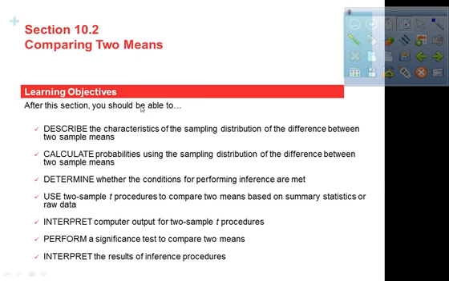Alright, so here we go for 10.2. We're going to be looking at describing the characteristics of a sampling distribution between the difference of two means. You're going to calculate the probabilities. We have to determine whether conditions for performing the inferences are met. We're going to use two-sample t procedures to compare two means based on summary statistics or on the raw data. You're going to interpret computer output.